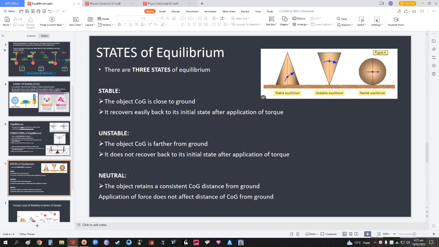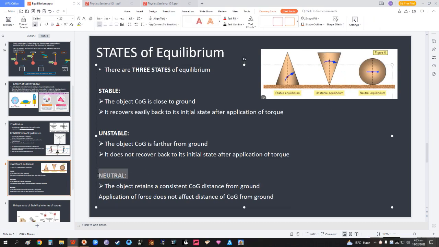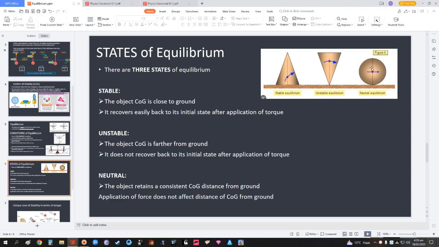Now, the third case is quite different from these two, in which the center of gravity will retain its height even under the action of a force or a torque, right? Now, consider the case of a ball. If I spin it or roll it, either way, it will move forward in a linear fashion while it's spinning, right?